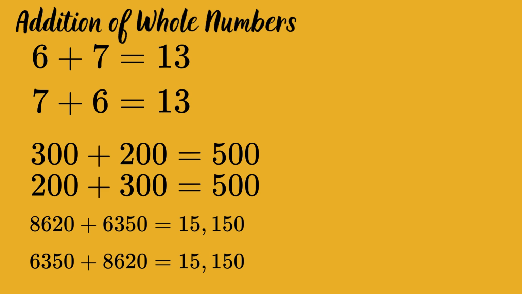Let's take two whole numbers, for example 6 and 7. We add them, that is 6 plus 7 to get 13. Now let's change the order of the addends, that is 7 plus 6, we still get 13. If we use any other examples also, it works out the same way.